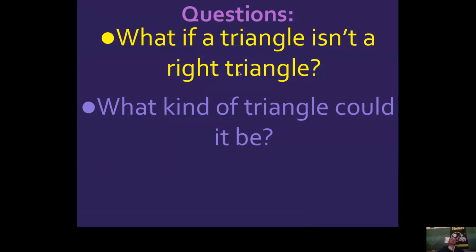This is section 7.2, and it's on the converse of the Pythagorean theorem. What if a triangle isn't a right triangle? What kind of triangle could it be? We talked about this in the last video. Well, if it's not a right triangle, you have two choices. It could be acute, or it could be obtuse.